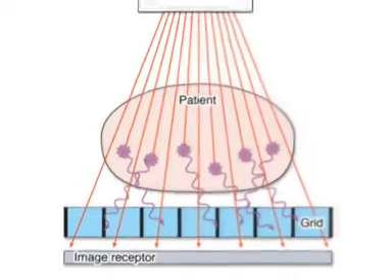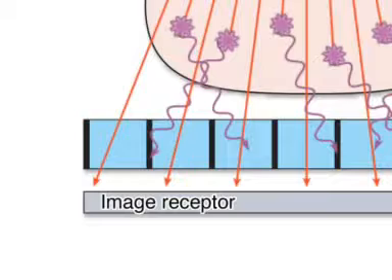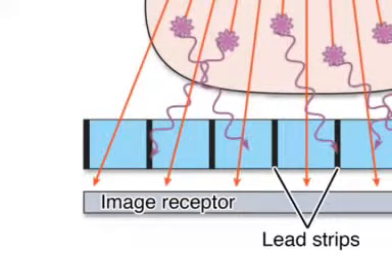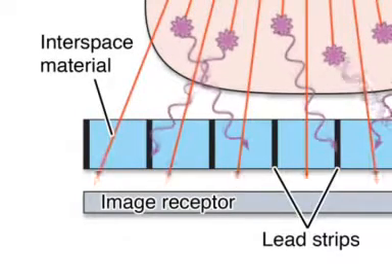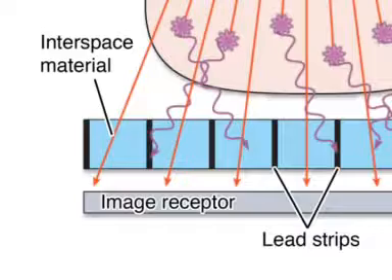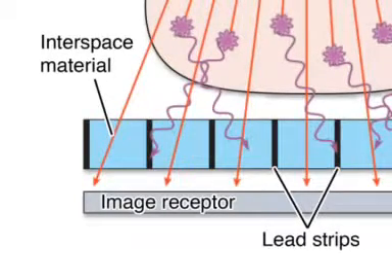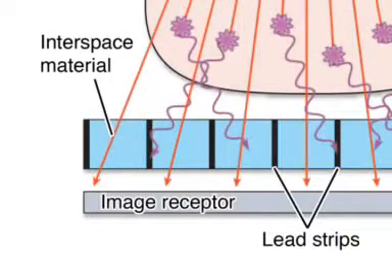A grid is made of a series of lead strips which, due to their high atomic number, are able to absorb the undesirable scatter photons. Separating the lead strips are strips of radiolucent material such as plastic or aluminum. Due to its lower atomic number, the interspace material allows the desired transmitted photons to pass through the grid and expose the image receptor.